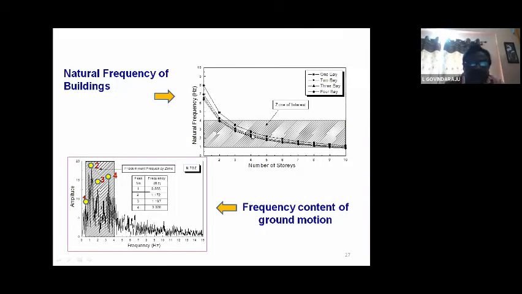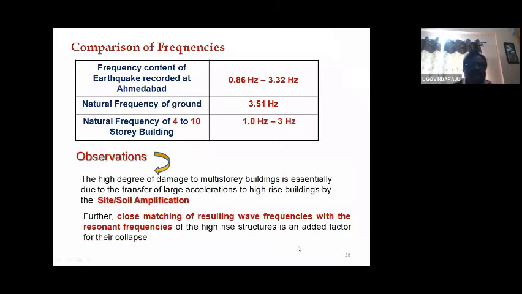Our majority of the damages, tremendous damages to the built environment, were for only 4-story and 10-story buildings. A 4-story building is approximately 3 hertz, and a 10-story building is approximately 1 hertz. So these frequencies are in a narrow band, from 4 to 10-story buildings, and we made a comparison here.